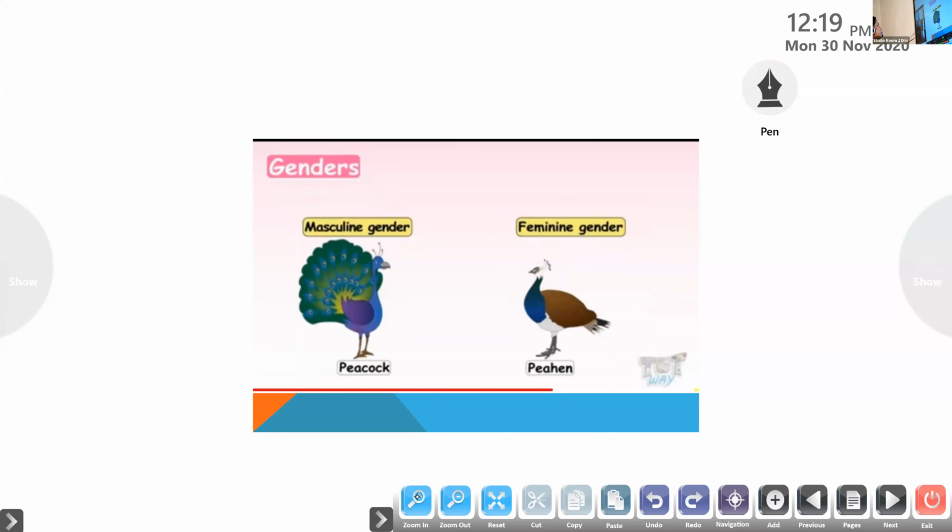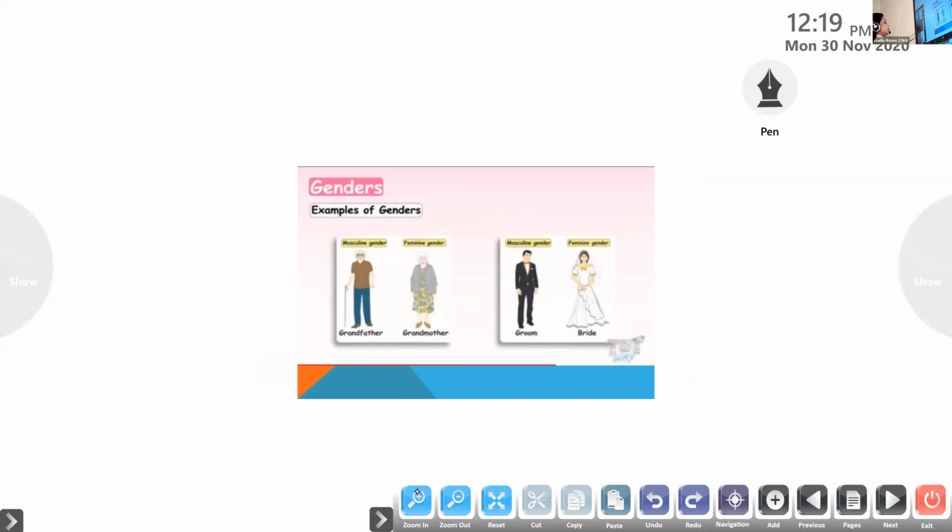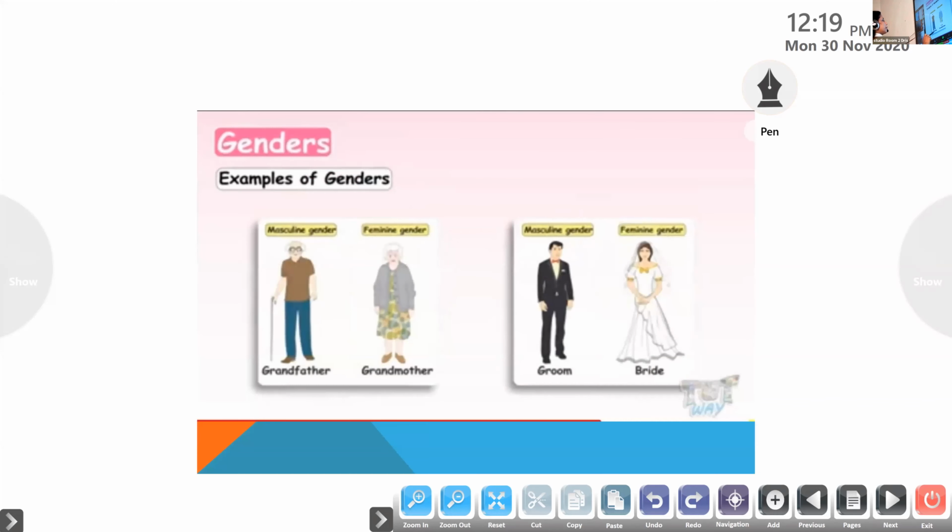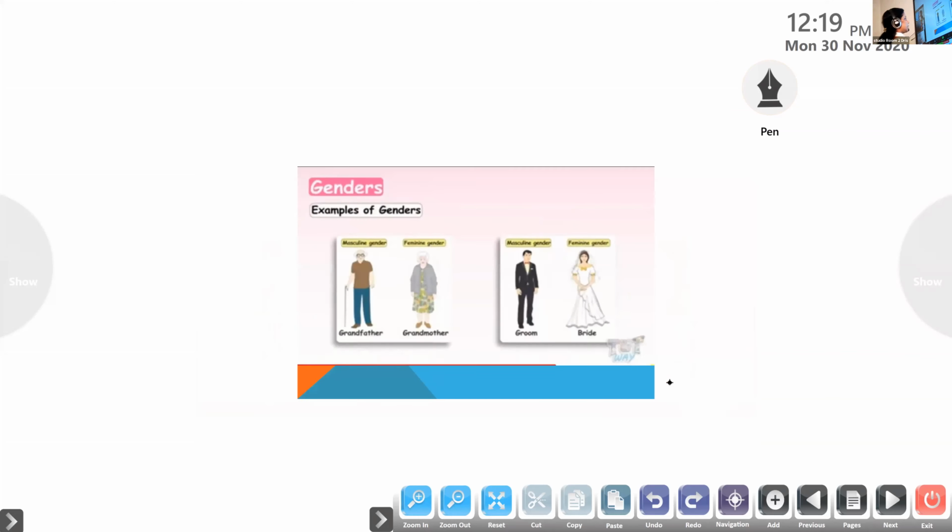We all of us have seen a peacock. What's the feminine gender for peacock? It is peahen. See the picture given for you. All of you look at the slide. Peacock, peahen. This is a masculine gender and this is a feminine gender. Here, all these we are familiar with. Grandfather, grandmother. Here it is groom, bride. If you look at the picture, you may know it better.